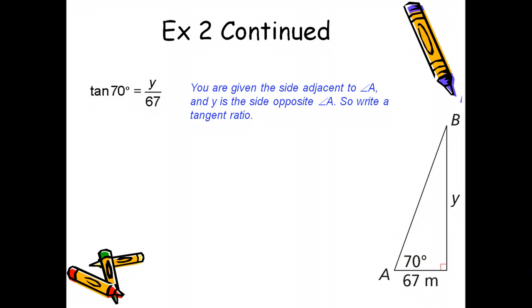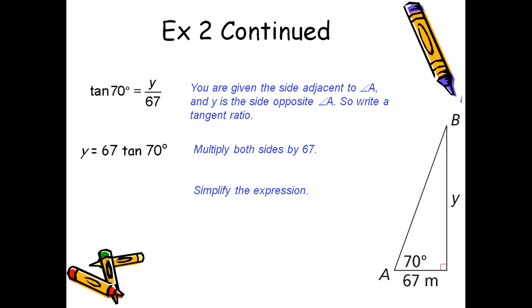So the tangent of 70 degrees equals Y over 67. If we multiply both sides by 67 to clear our fraction, we get Y equals 67 times the tangent of 70 degrees. At this point, we can just put this into our calculator, and we get that Y is about 184 meters tall. So the Space Needle is about 184 meters tall.